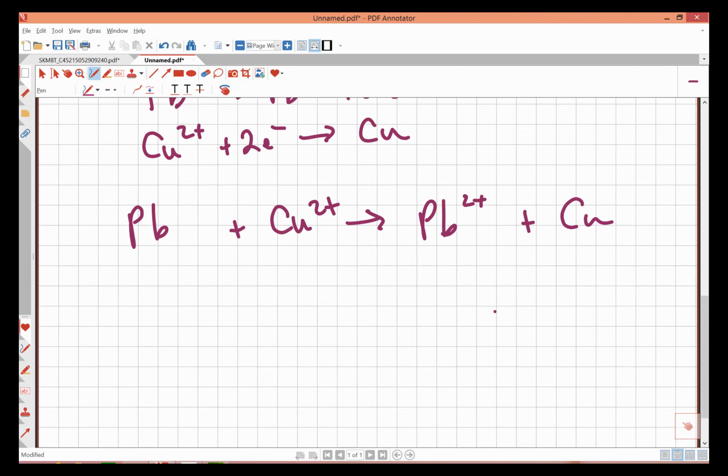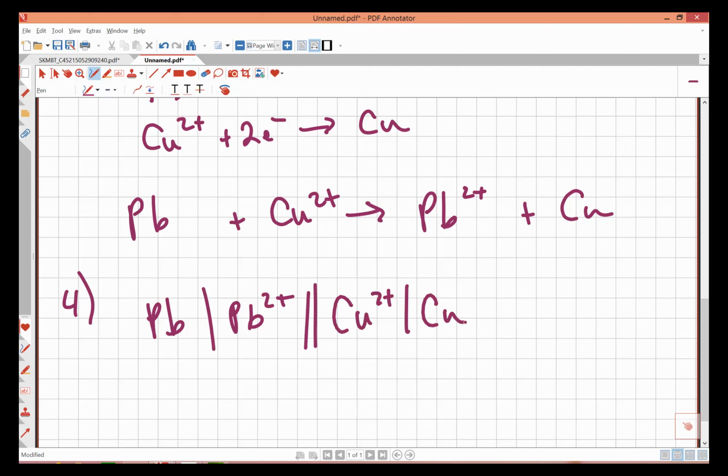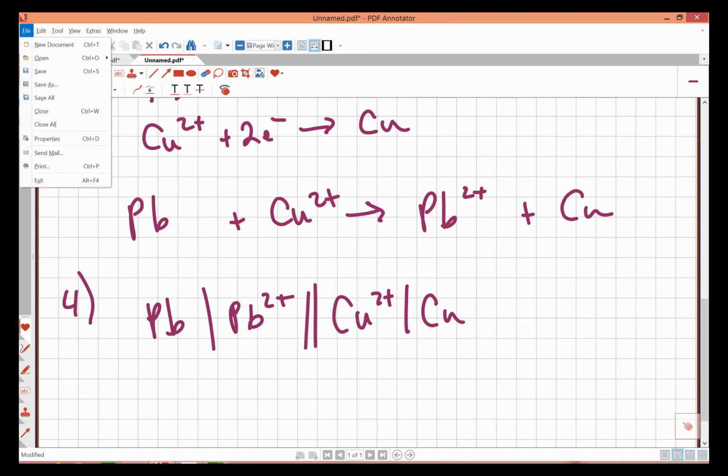I don't have a lot of space here, so you know what? I'm going to do number 4 first. I'll do the notation, and then on a new page, I'll visually represent it. So we have anode first, which would be lead, lead ions, copper ions, and copper. Anode, cathode, reactant product, reactant product. Okay, so let's get a new page here, and we will draw it.